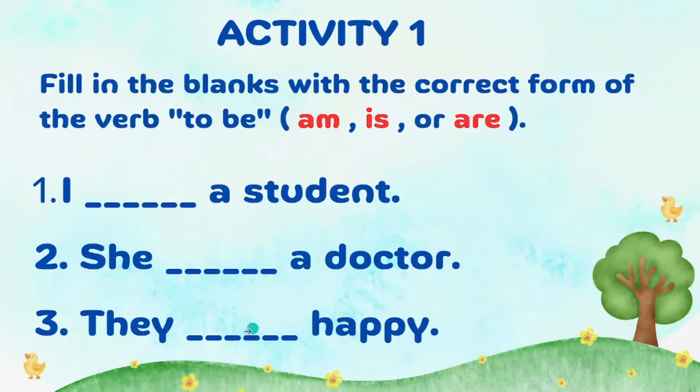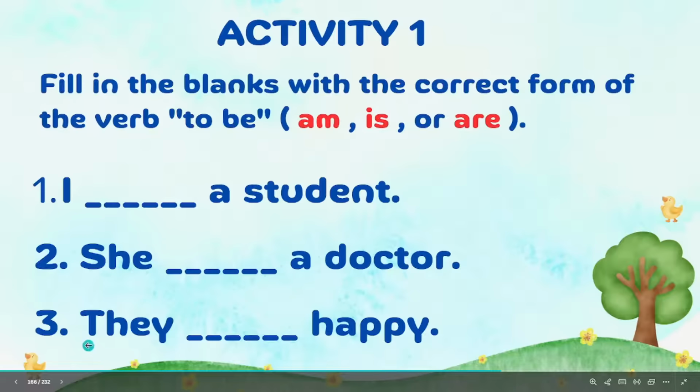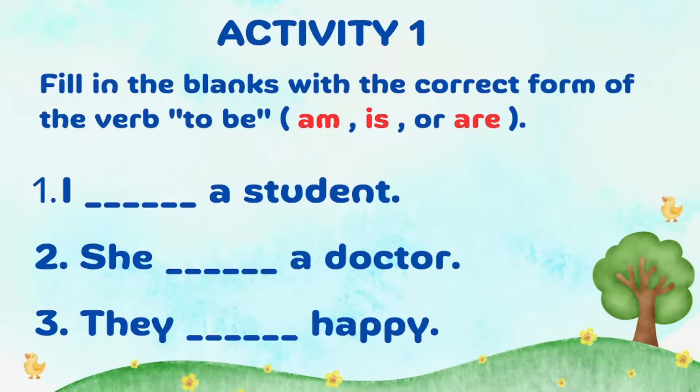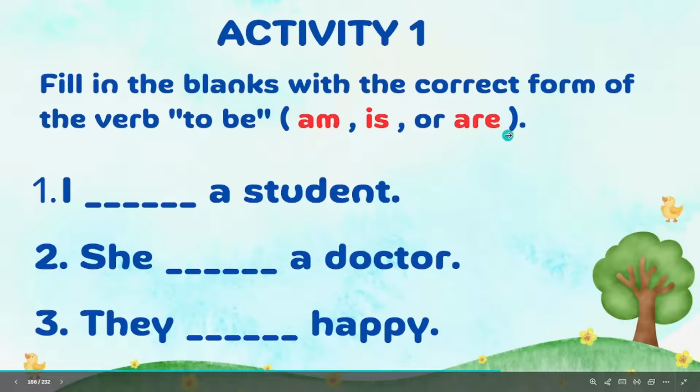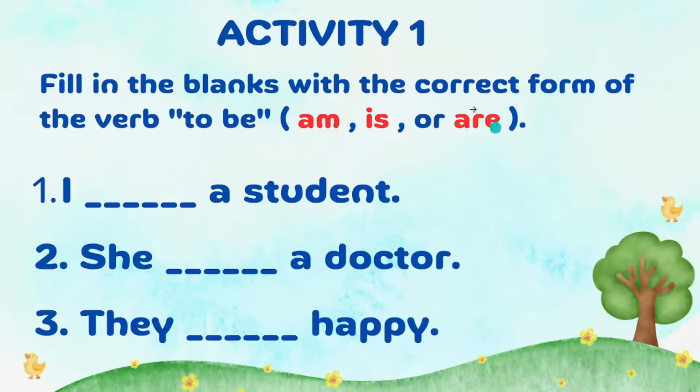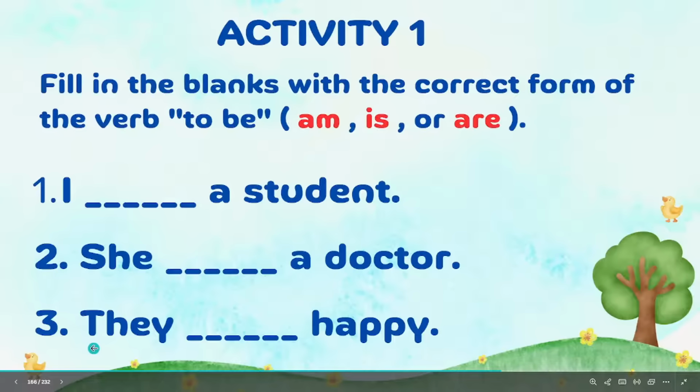Now for the pronoun they. What did I say earlier? It's for you, we, and they. We will use the be verb are. So automatically we will use: they are happy.